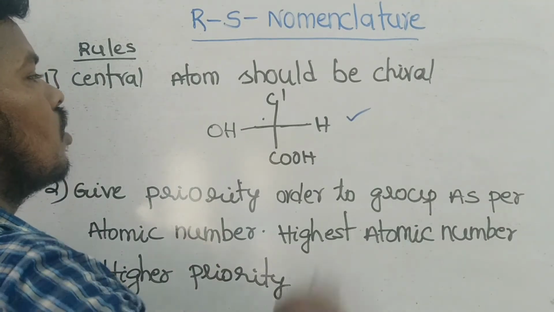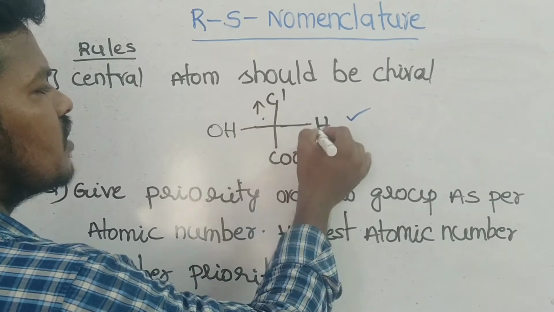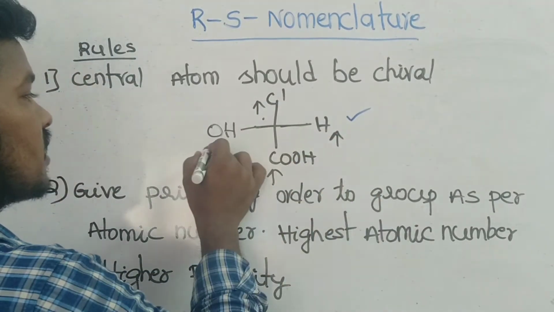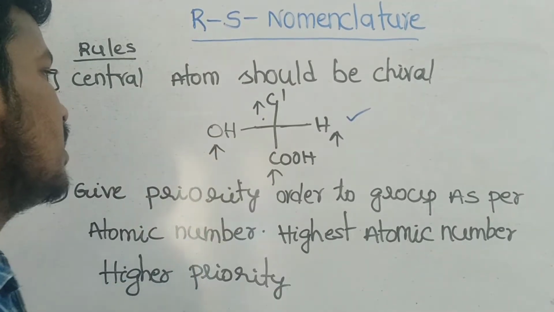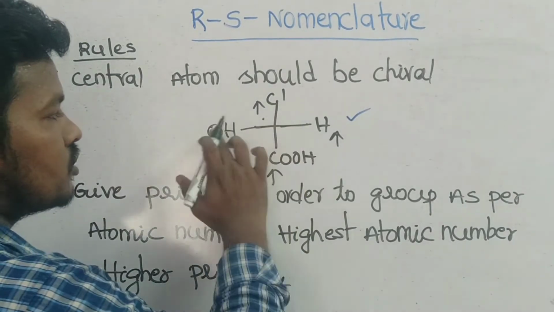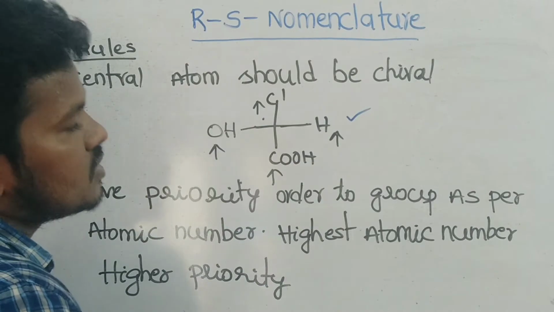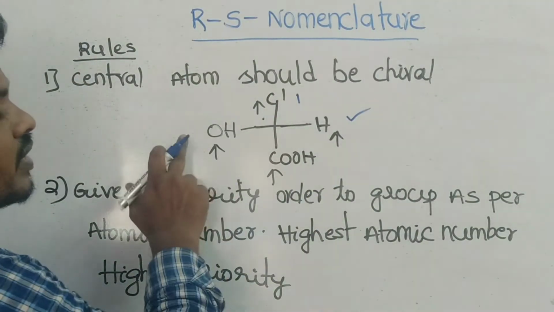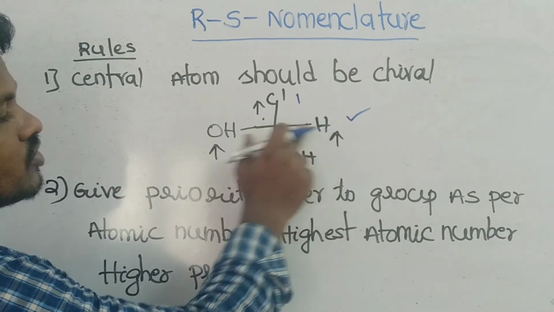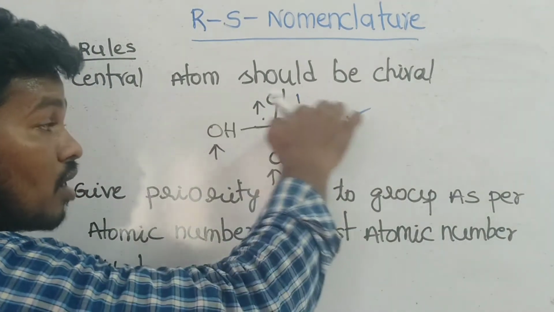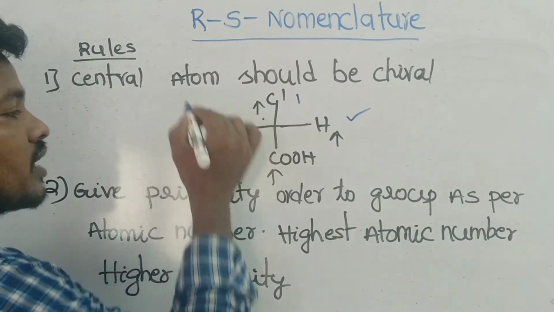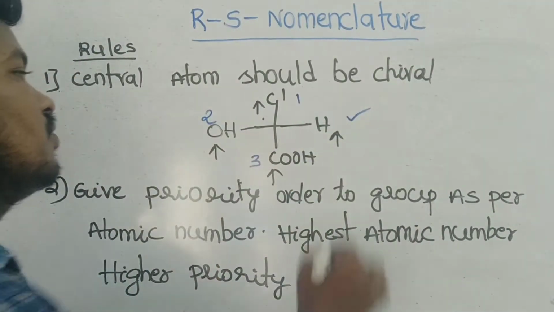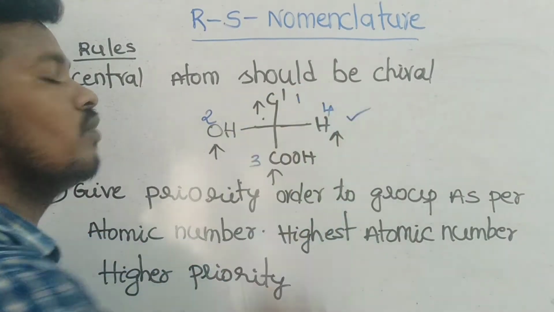Here chlorine is there, and next hydrogen. We only look at the first atom: carbon, and the second atom is oxygen here. Among carbon, hydrogen, oxygen and chlorine, chlorine has the highest atomic number, so it gets priority number 1. Next, among oxygen, carbon and hydrogen, oxygen has the highest atomic number, so it gets second priority. Carbon is third, and hydrogen gets the least priority, fourth.